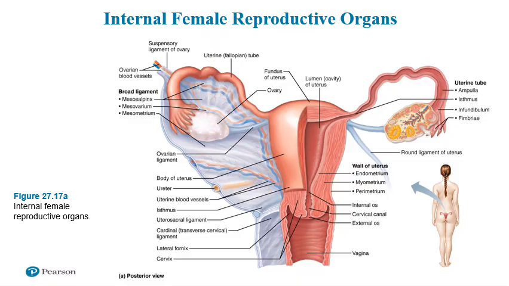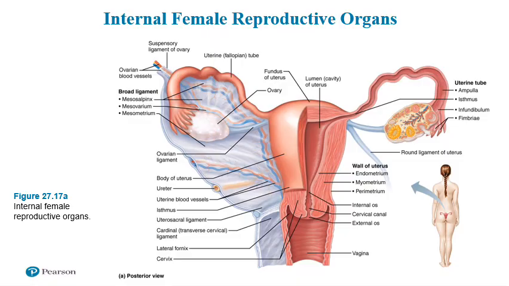The mesovarium is actually part of a broader mesentery, and this is what you call the broad ligament. So the broad ligament suspends a lot of things, and part of it is actually the suspensory ligament. But let me point out that the broad ligament has several names.